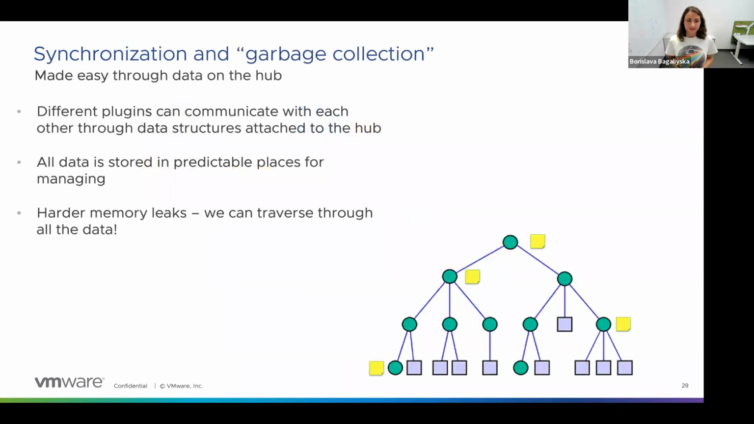And this gives us the ability to do a little bit different stuff with the data. For example, we can have our own version of garbage collection because we know where all the data is, so we can handle it, we can release it when needed. And also, because everyone can access it, it's very easy to communicate between plugins using some data on the hub, and that can be used to synchronize some processes.